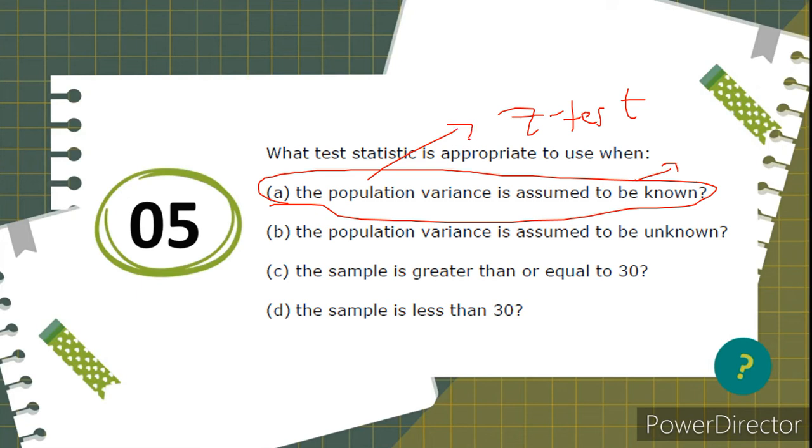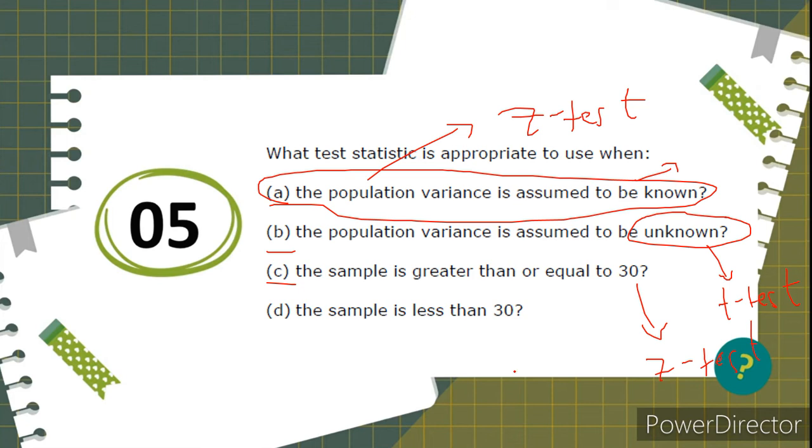In number 1, letter A is z-test. How about letter B? The population variance is assumed to be unknown. If it is unknown, that is t-test. Very good, t-test. How about letter C? When the sample size is greater than or equal to 30, what is the answer in letter C? Very good, it is z-test.